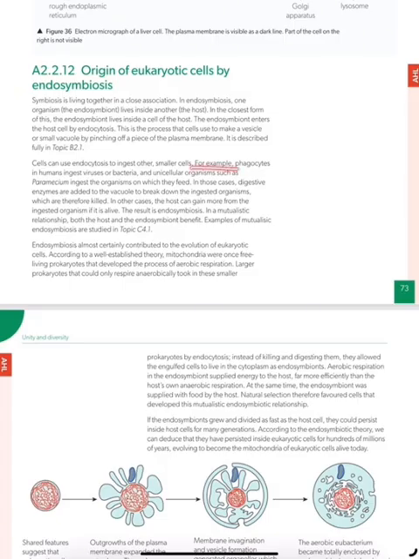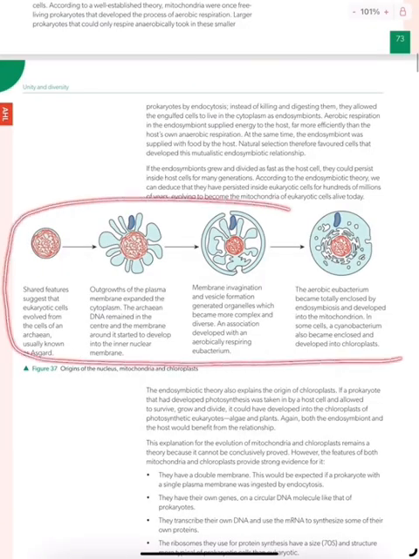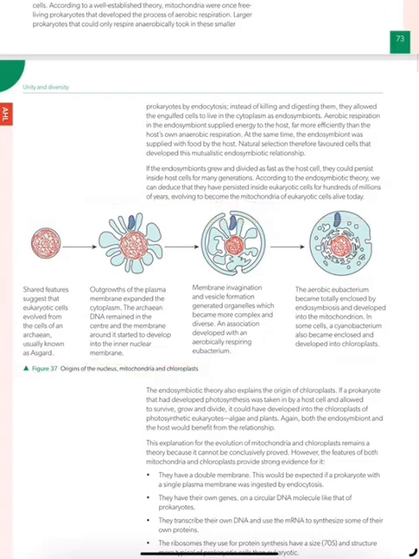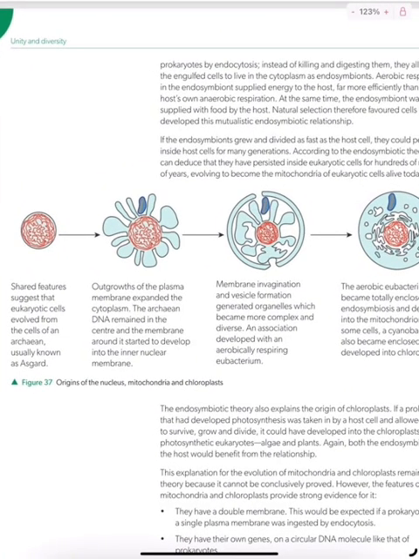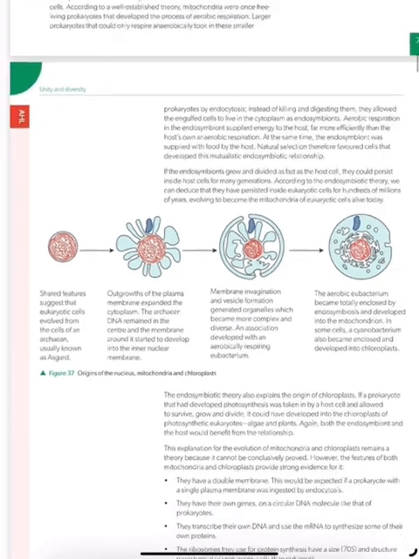For example, phagocytes in humans ingest viruses or bacteria, and unicellular organisms such as paramecium ingest the organisms on which they feed. So this is theoretically the origins of the nucleus, mitochondria, and chloroplast. Because they have a double membrane, it can be theorized that they were formed through endosymbiosis.